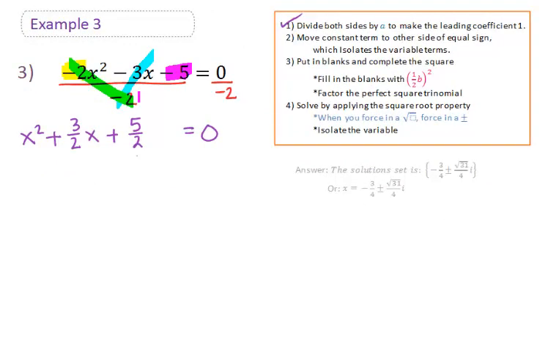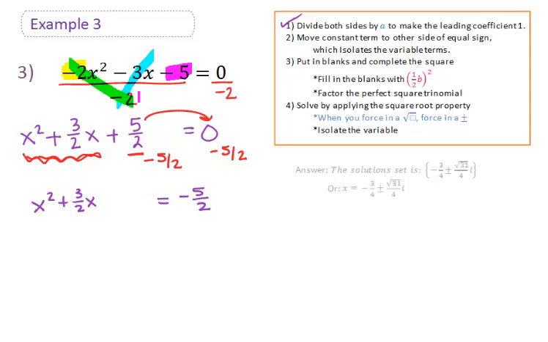Step number 2 is I need to move my constant term to the other side, isolating my two variable terms. So I do that by subtracting 5 halves from both sides of this equation. That leaves me with x squared plus 3 halves x on the left and a negative 5 halves on the right. And that finishes step number 2.